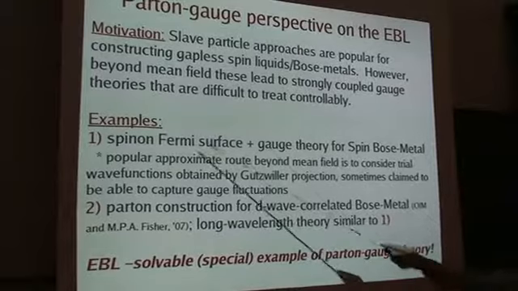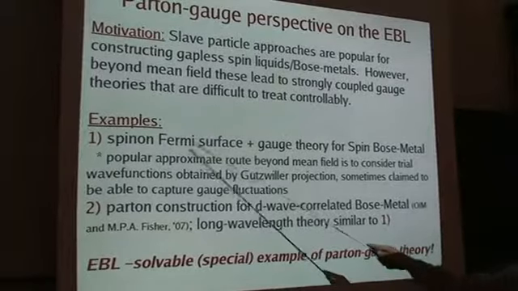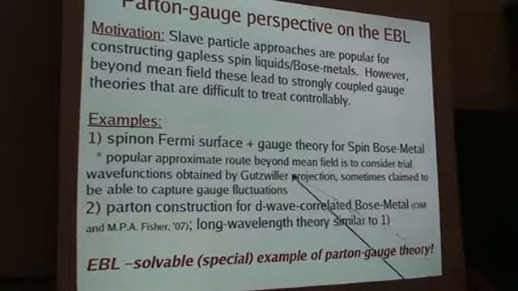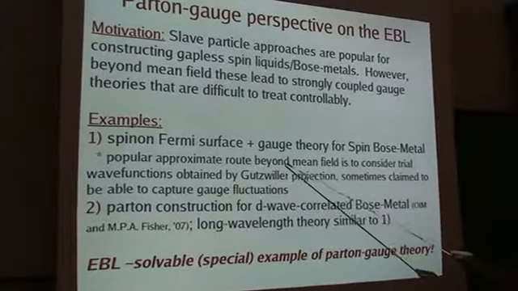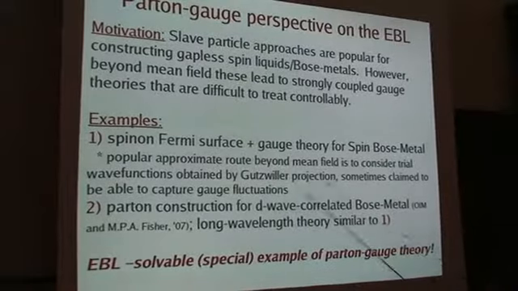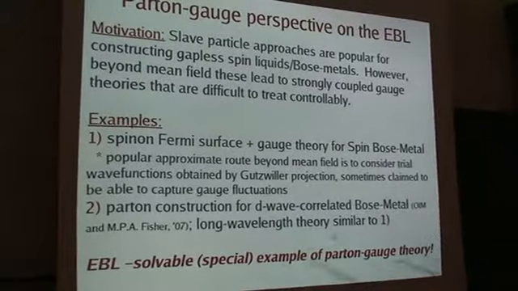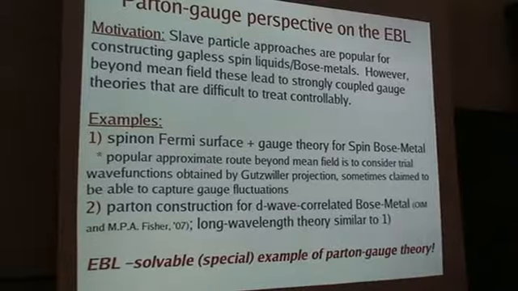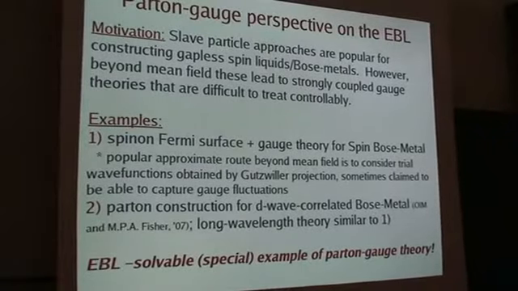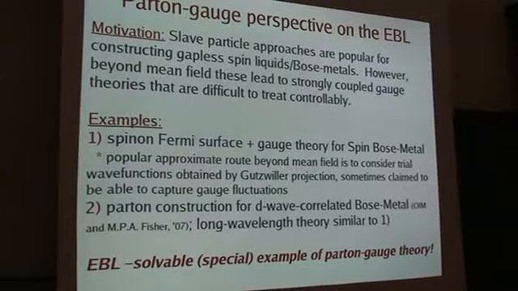And in this particular context, let me also mention that one popular approximate way people discuss going beyond mean field is to consider trial wave functions obtained by Gutzwiller projection. And sometimes people say that this Gutzwiller projection actually is able to capture gauge fluctuations, and I want to say that actually this is not a true statement. The wave function is not the full theory.